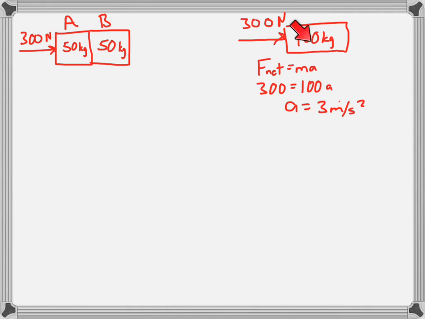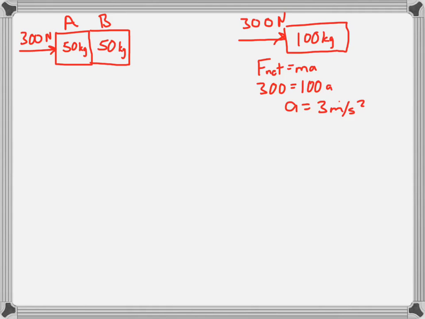Just as if we had a 100 kilogram single box that we were pushing on with the same force. And if we were pushing on that with the same force, then we would expect an acceleration of 3 meters per second squared. So let's indeed see if that is what we get here, that our acceleration is going to be 3 meters per second squared.